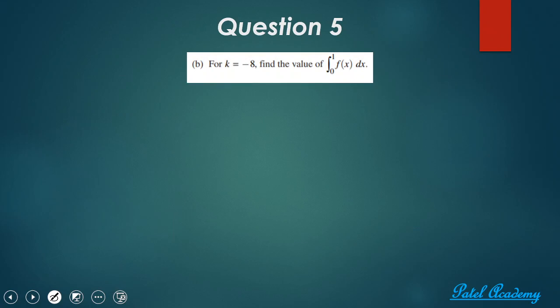Question number 2 says, for k is equal to negative 8, find the value of the integral from 0 to 1 of f at x dx. Alright, so what do I have? Well, I have the integral from 0 to 1 of 1 over x squared minus 2x minus 8 dx. Alright, well guess what? This denominator will factor.